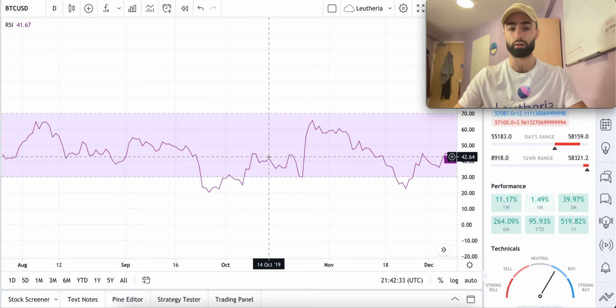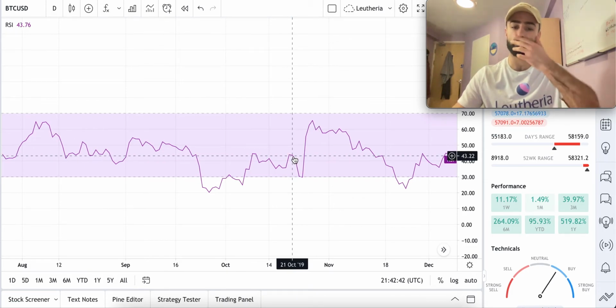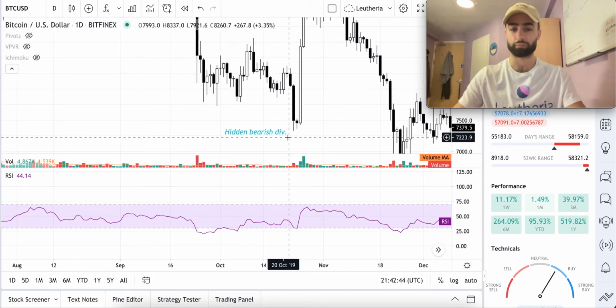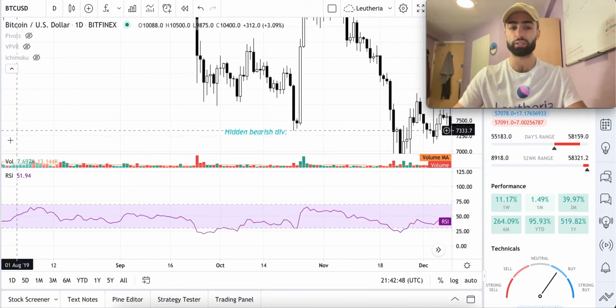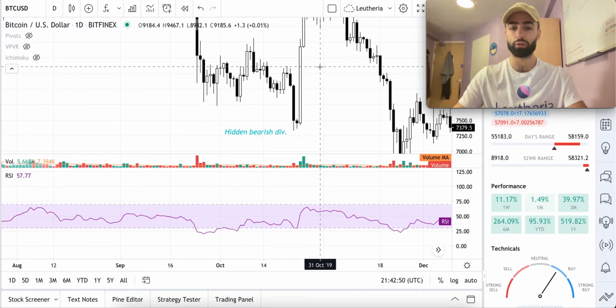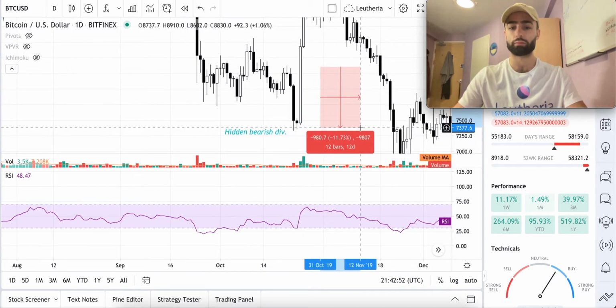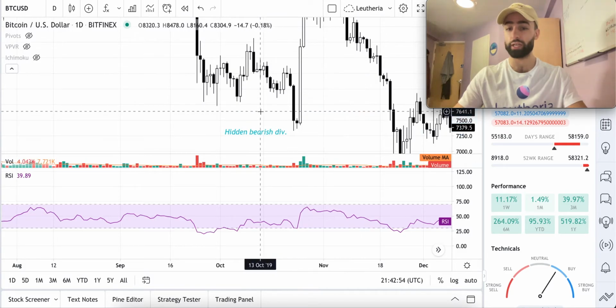We had our high right here, 39.89, and then a higher high right over here at 43.76. But we made a lower high and we were running into resistance. So if you went short right there, you could make about a 12% gain. So that's how you can use the RSI to your advantage.